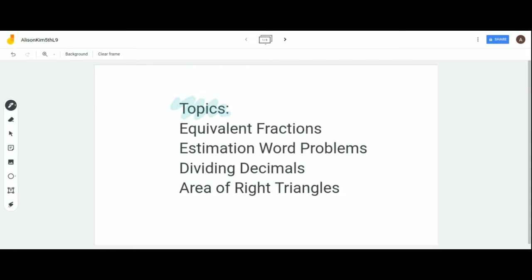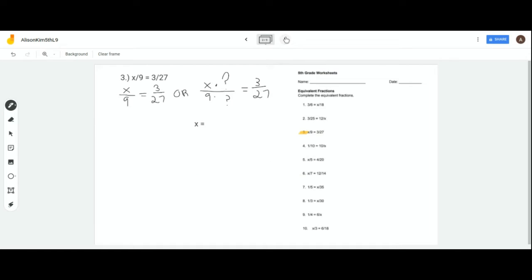Hi 5th graders, today we're going to learn about equivalent fractions, estimation word problems, dividing decimals, and area of right triangle. So let's get started. Okay, so we're going to start off with equivalent fractions and we're going to do number 3 together.